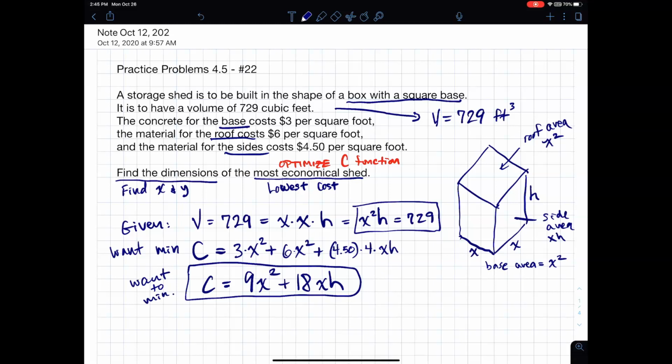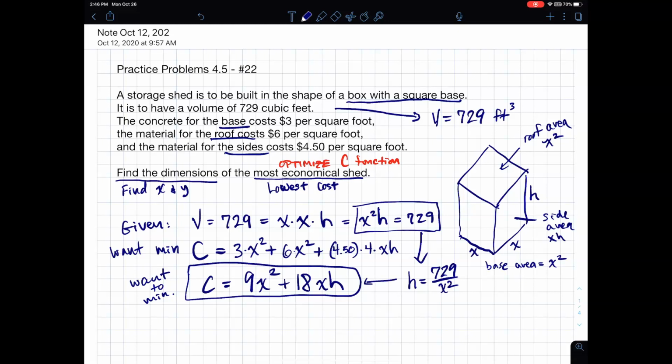Well, the way that I get this in terms of a single variable, so I can take the derivative and set it to 0 while looking for minimums, is I do a substitution. So I have 2 equations, and I want to get rid of one of the variables, so I can express c in terms of only one of those. And looking at the equation we had for the volume here, it seems easiest to solve that for h and do a substitution. So from this, I get that h is equal to 729 divided by x squared.